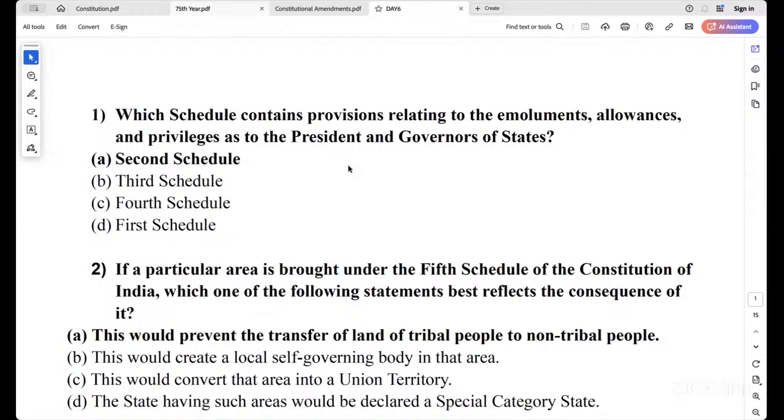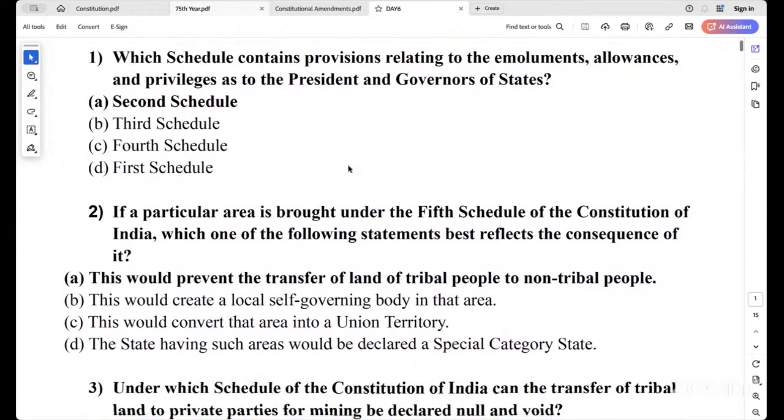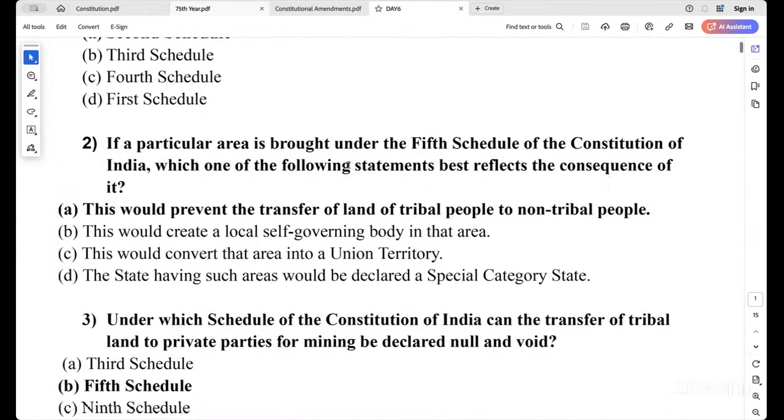And to start with, which schedule contains provisions relating to the emoluments, allowances, and privileges of the president and the governor? Second one. It is as simple as that. Yes. Next up. If a particular area is brought under the 5th schedule of the Constitution of India, which one of the following statements best reflects the consequence of it?